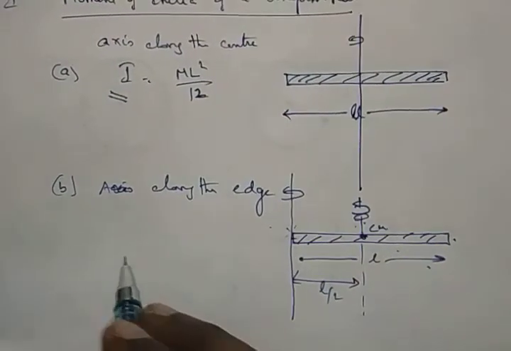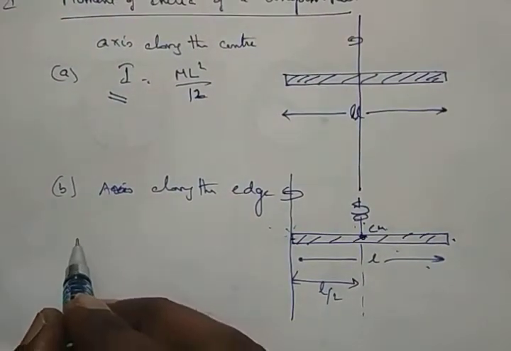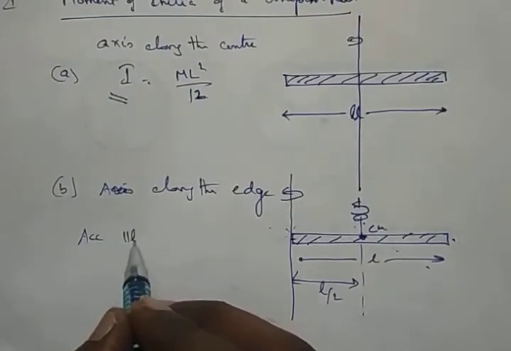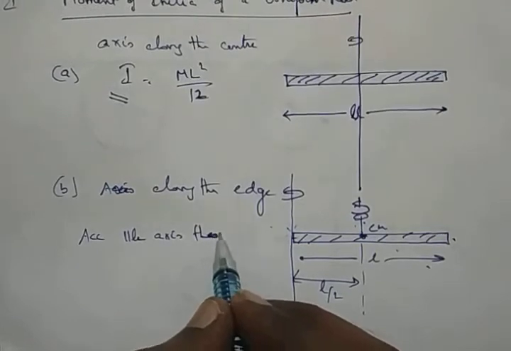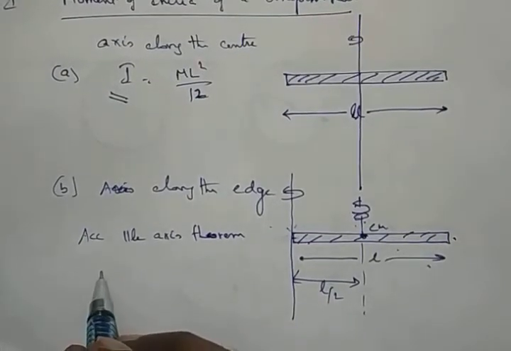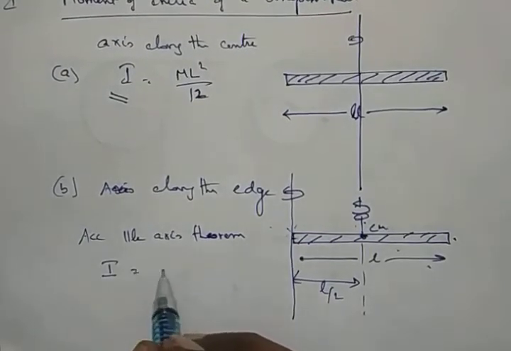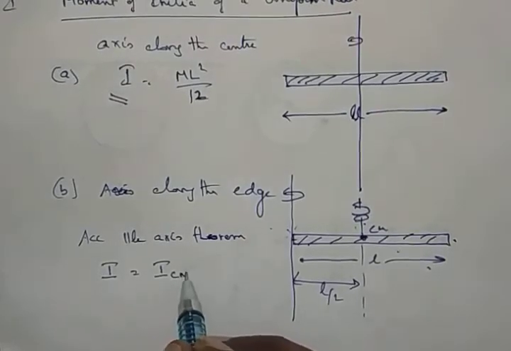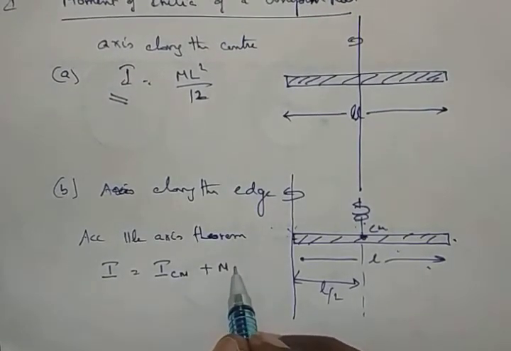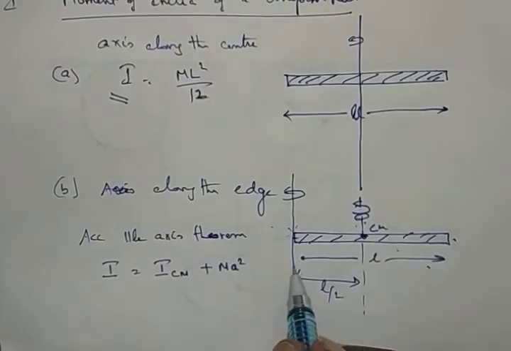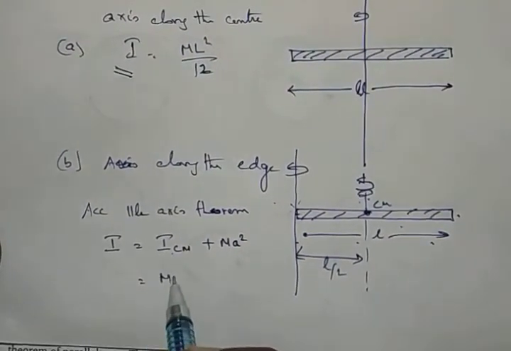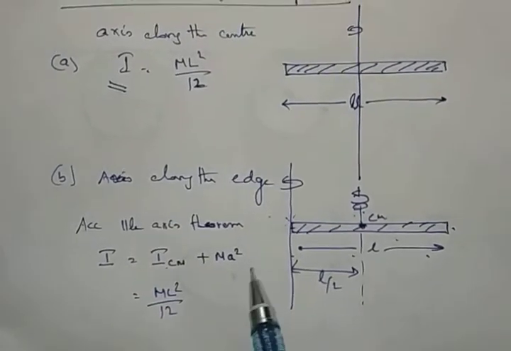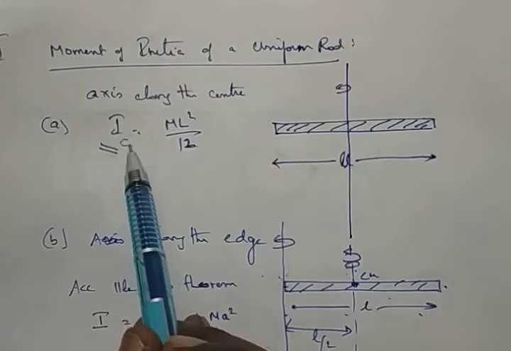Alright. So according to the parallel axis theorem, what is the parallel axis theorem? I is going to be equal to I center of mass plus m a square. A means the distance between them. So let us try to put this one. I center of mass is ml square by 12. This is what was already given here.